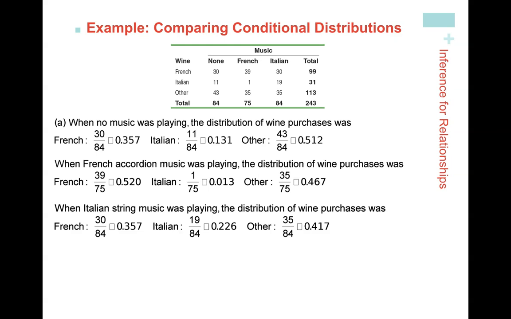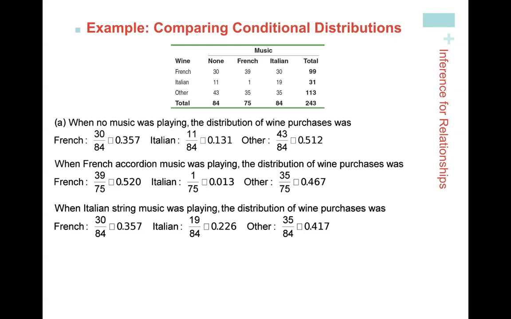Under the condition of French music being played, or under that treatment, you have 39 out of 75, 1 out of 75, 35 out of 75. Those are these calculations right here: 0.52, 0.013, 0.467. Then when you play Italian music, 30 out of 84, 19 out of 84, 35 out of 84. That's 0.357, 0.226, 0.417. So there's your conditional distributions.